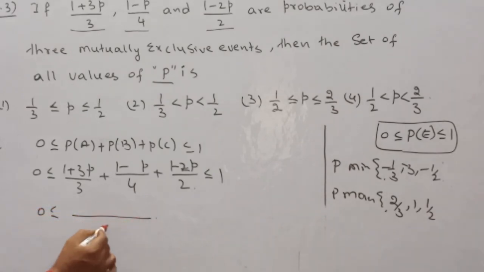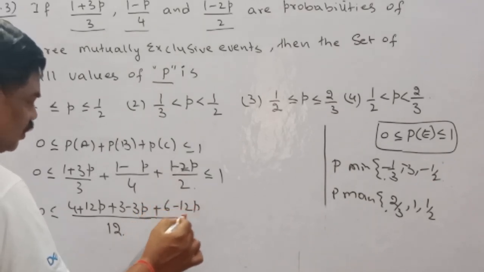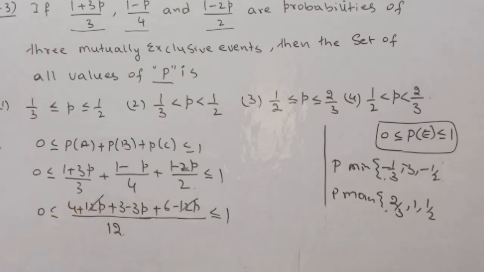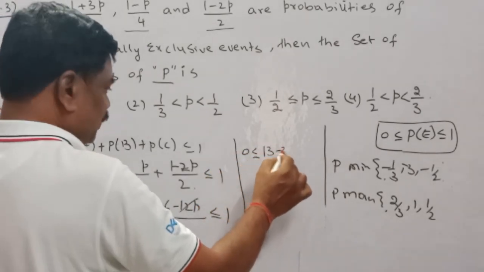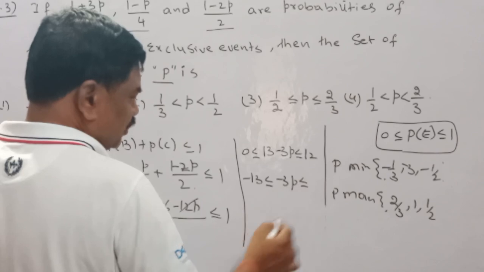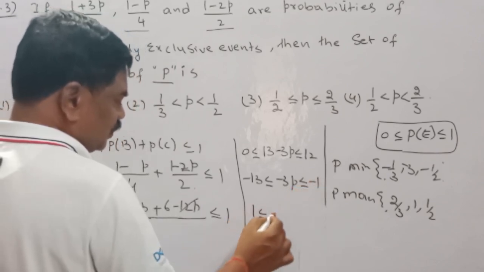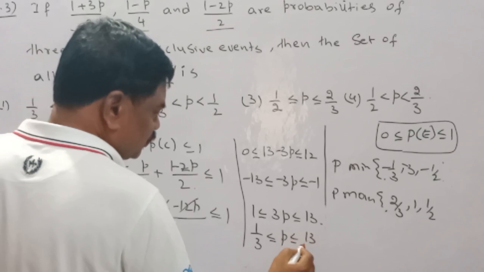So 0 less than or equal to, LCM is 12, 4 plus 12p plus 3 minus 3p plus 6 minus 12p, less than or equal to 1. 12p plus 12p cancel. 0 less than or equal to 4 plus 3 is 7, 7 plus 6 is 13 minus 3p by 12 less than or equal to 1. Then 0 less than or equal to 13 minus 3p less than or equal to 12. Then minus 13 less than or equal to minus 3p less than or equal to minus 1. So 1 less than or equal to 3p less than or equal to 13, so 1 by 3 less than or equal to p less than or equal to 13 by 3.